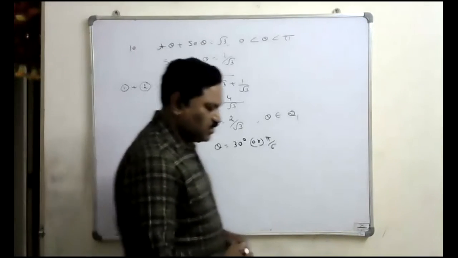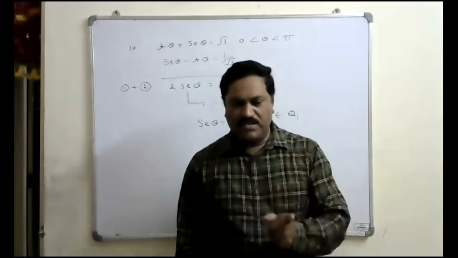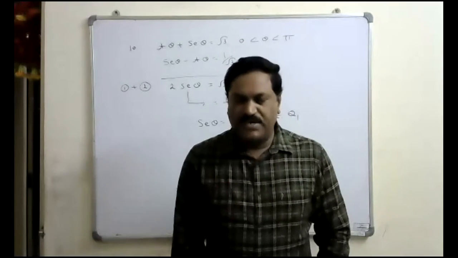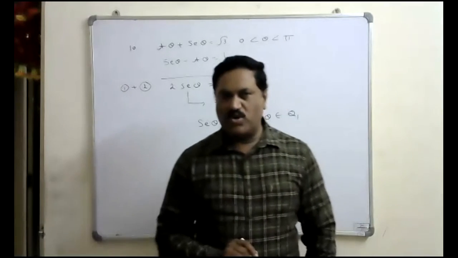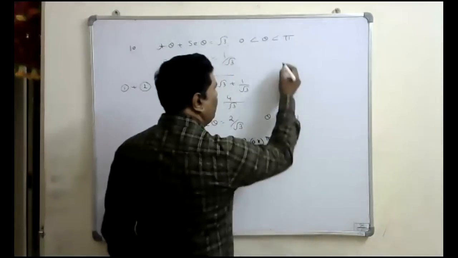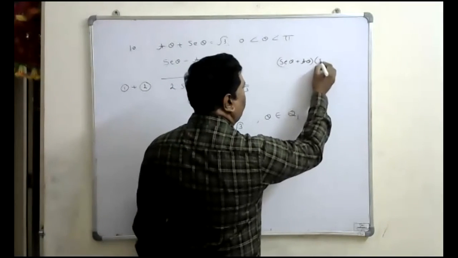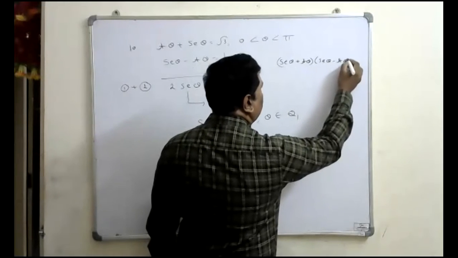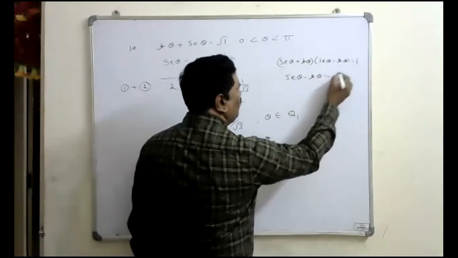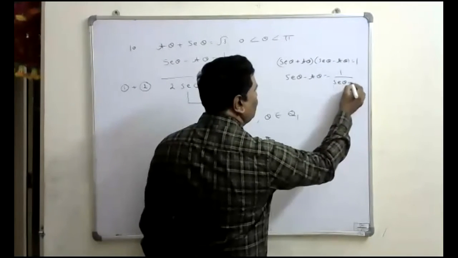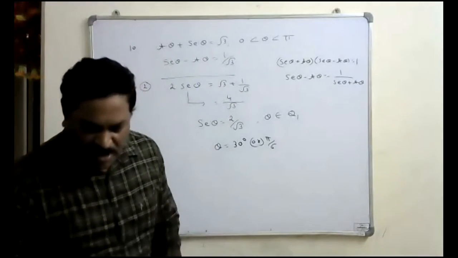From the second identity we know that secant square theta minus tan square theta is equal to 1. That is the identity we know. We can also write it as secant theta plus tan theta into secant theta minus tan theta is equal to 1. So from this, secant theta minus tan theta is equal to 1 upon secant theta plus tan theta. This is the relation we are getting from the second identity.